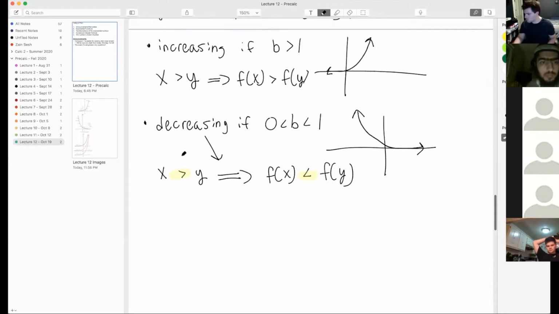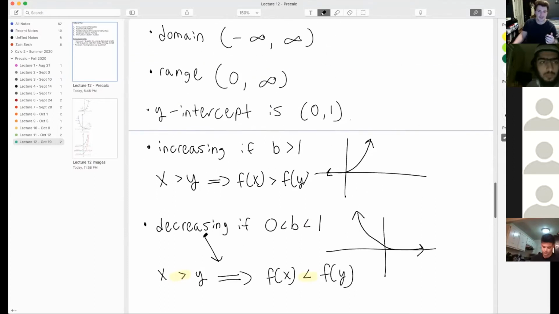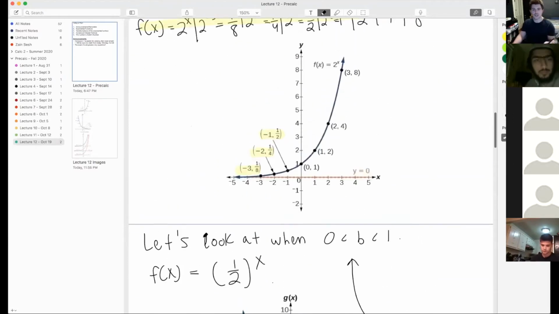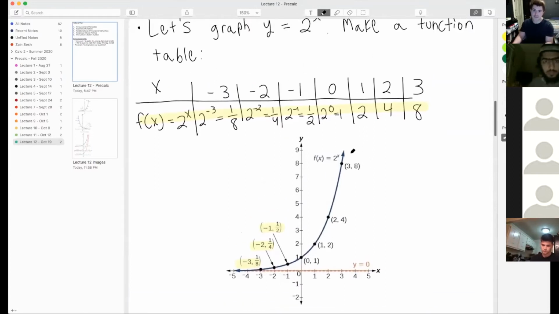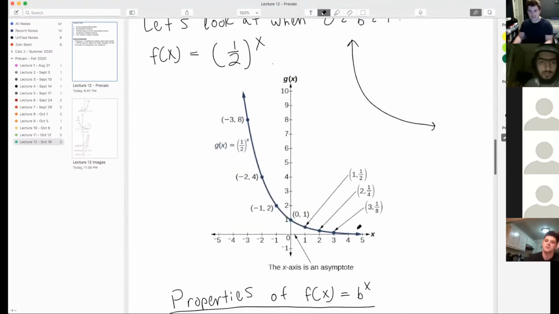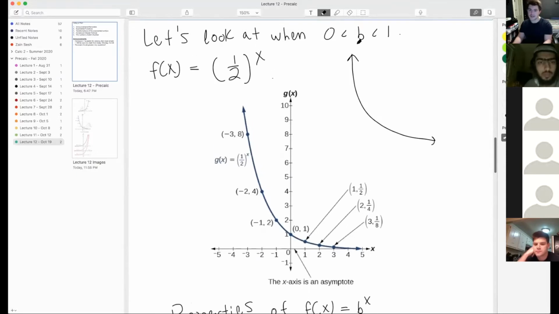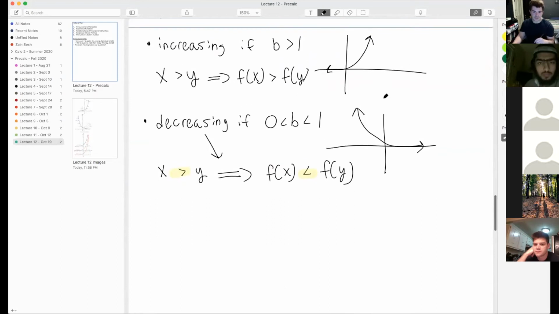All right, so what I have written here is just compare increasing, decreasing between 2 to the x and 1/2 to the x. So look at the graph for 2 to the x. It is increasing because the base is bigger than 1. Go to the graph for 1/2 to the x. It is decreasing because the base is between 0 and 1. All right. So that's pretty much that.